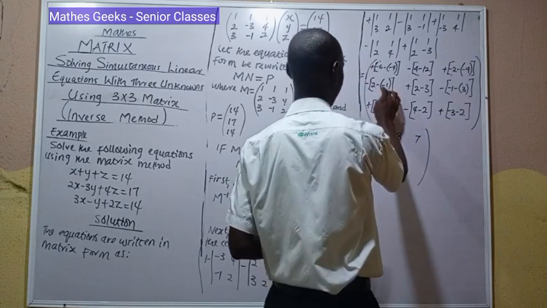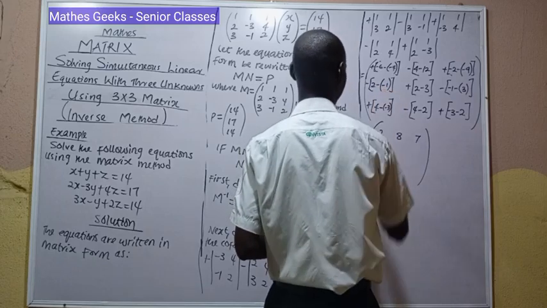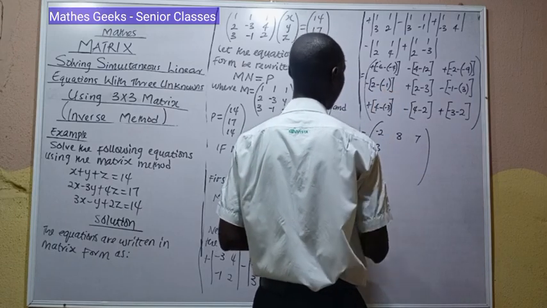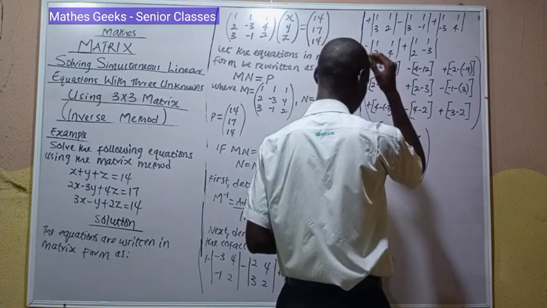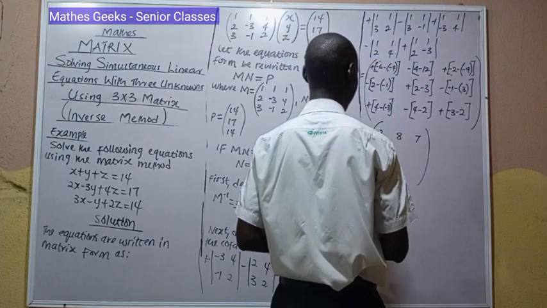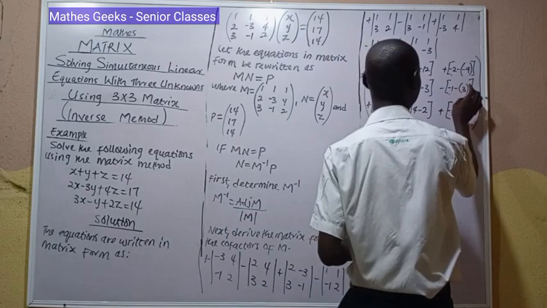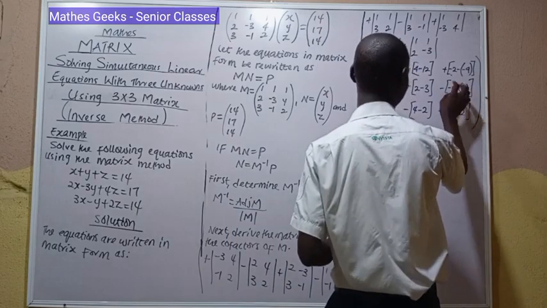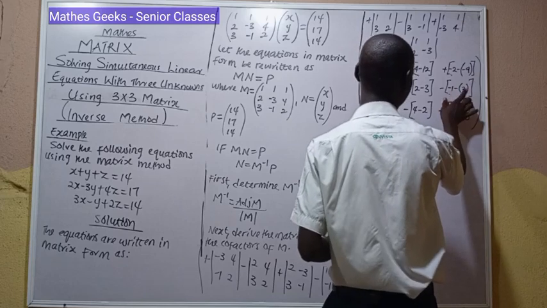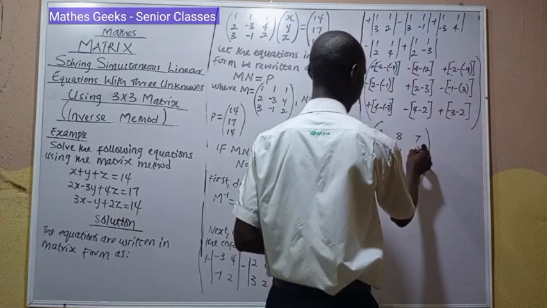Minus times minus is plus. 2 plus 1 is 3. 3 times minus 1 is minus 3. 2 minus 3 is minus 1. Minus 1 times plus is minus 1. Minus 1 minus 3 will give us minus 4. Minus 4 times minus is 4.